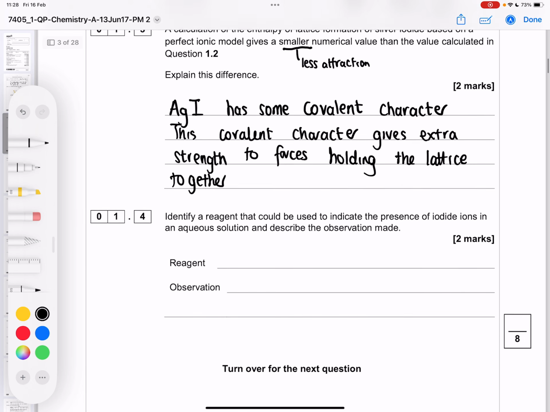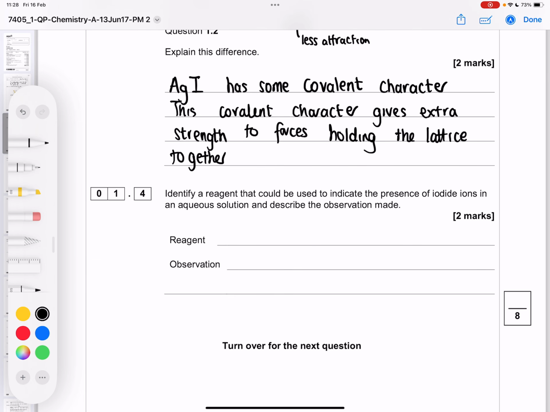And our last question is a reagent to identify iodide ions, I-, so we need to remember that that's silver nitrate. You could say acidified silver nitrate, and what we'd see is a yellow precipitate of silver iodide.